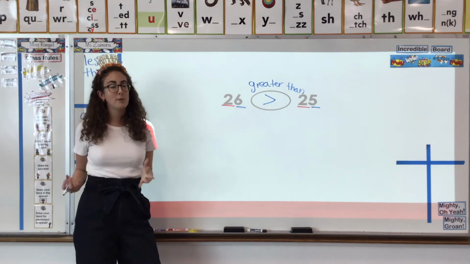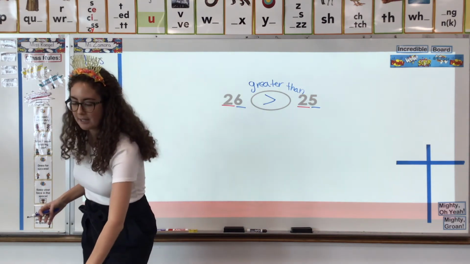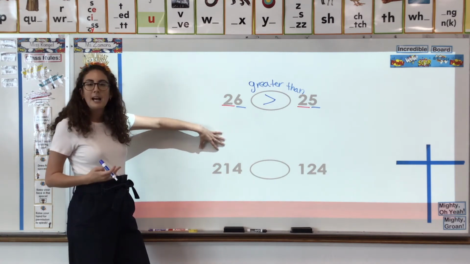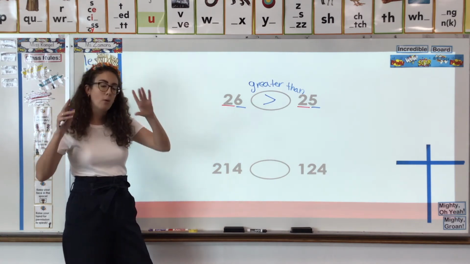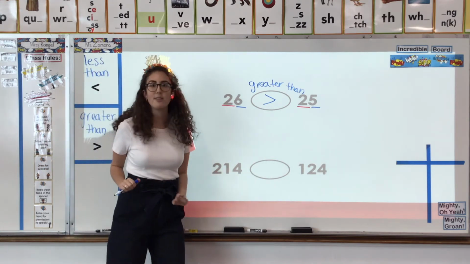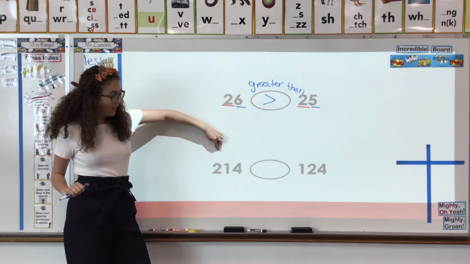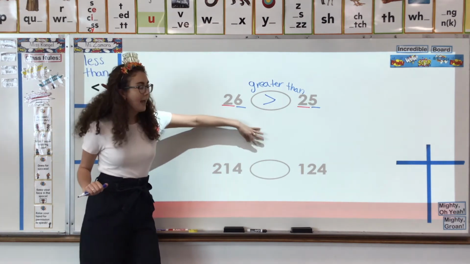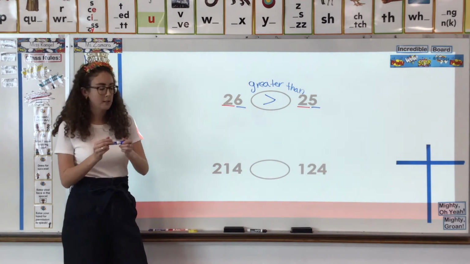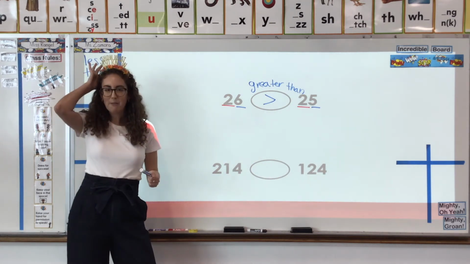Okay, that was just the first one. Let's try a second one together. Okay, can you look down here? Either on your whiteboard or on your notebook, whatever you need, I want you to write this as well. We've got 214, and we need to compare it to 124. So how are we going to do this?